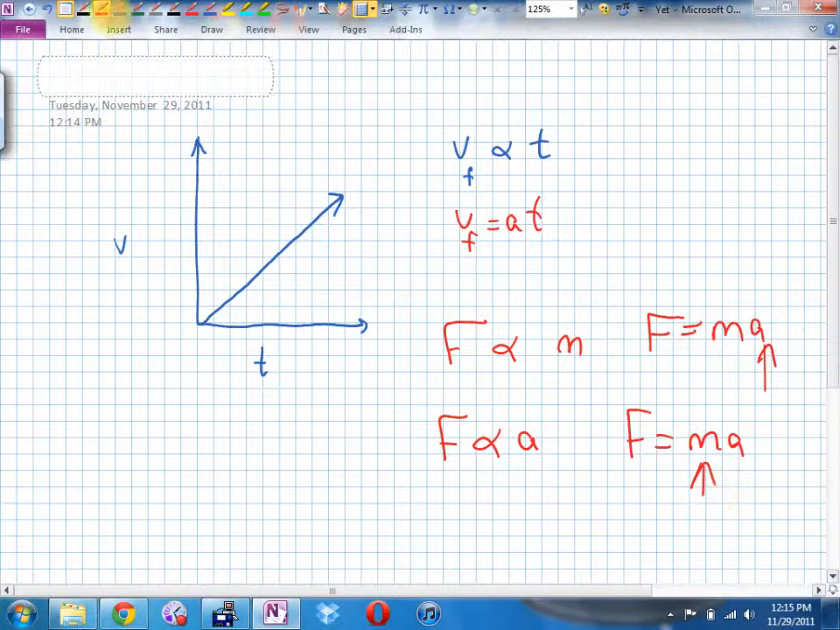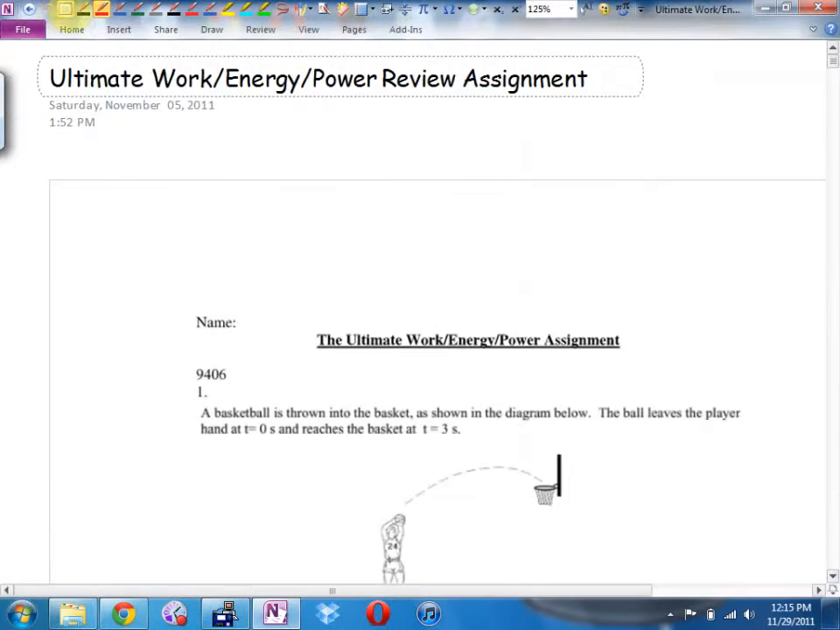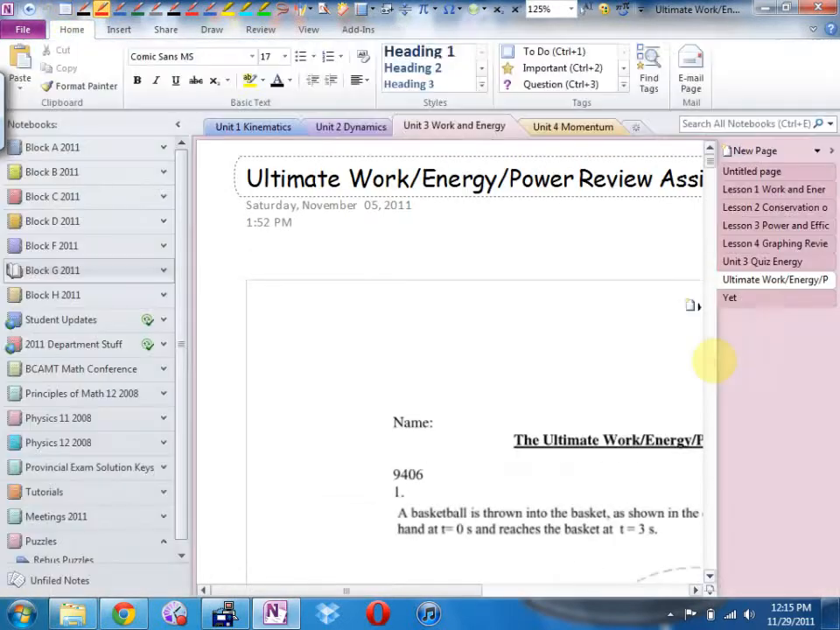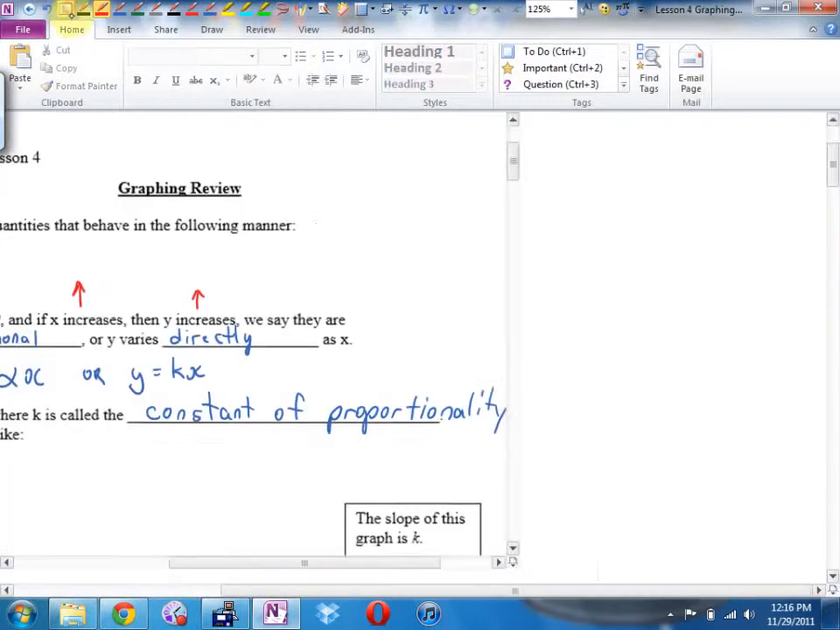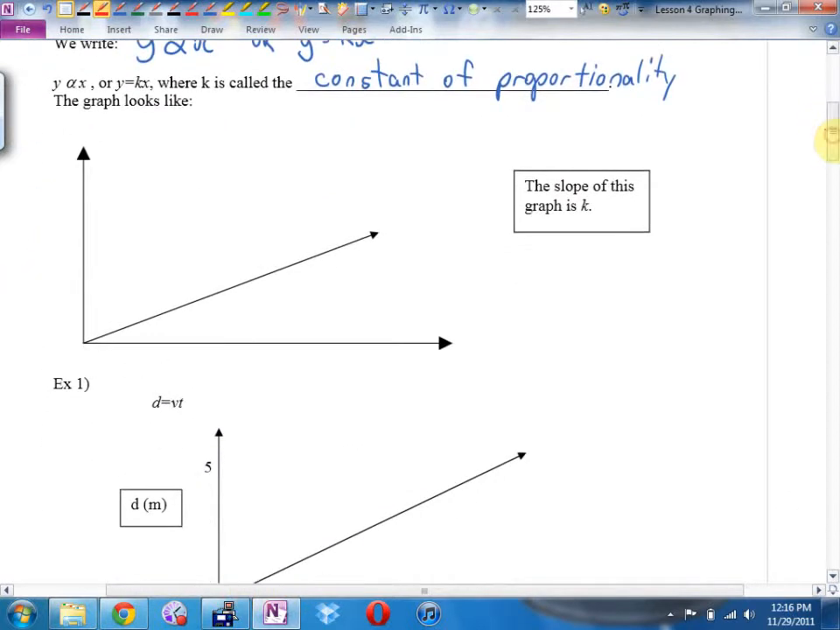Oh, wrong one. Come on, Mr. Dueck. Here's an example. The graph looks like this. It goes through 0, 0, and it's a straight line. There's all sorts of graphs in physics that do that. And the slope of this graph is k, because this actually fits y equals mx plus b, but b, the y-intercept, is 0. So letter k is sitting where the letter m is. It's actually the slope of the graph.